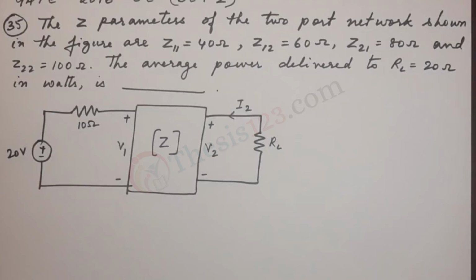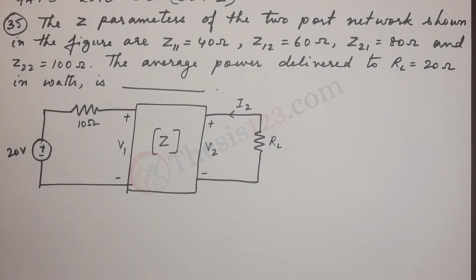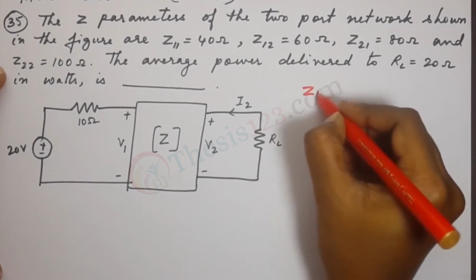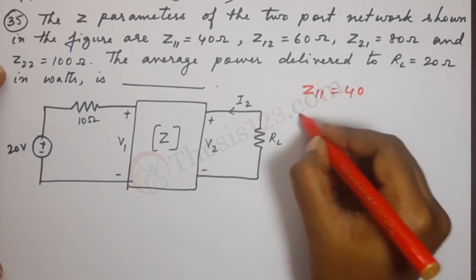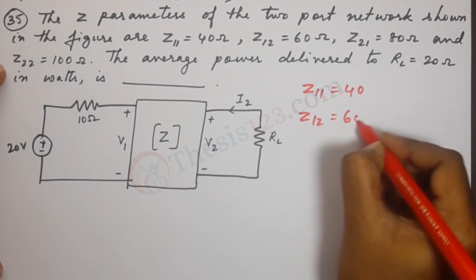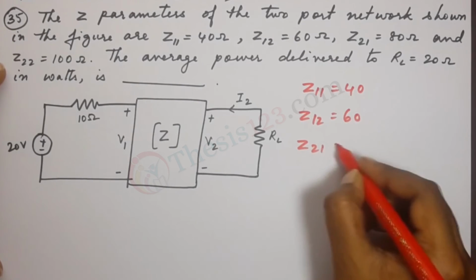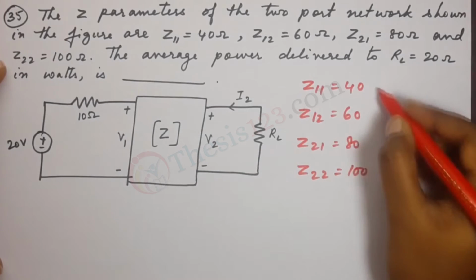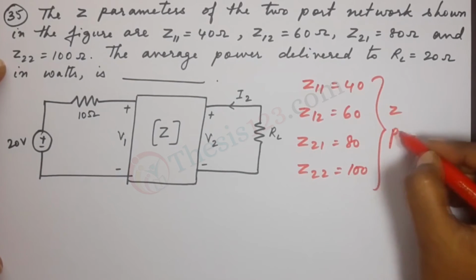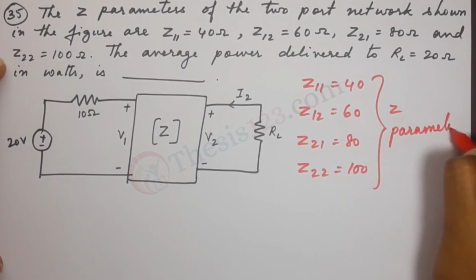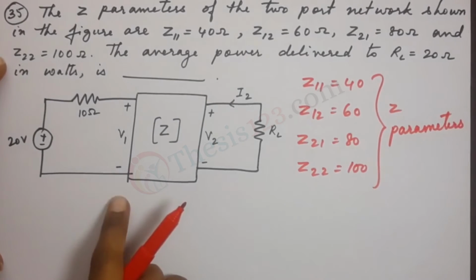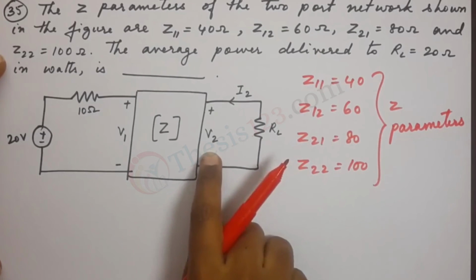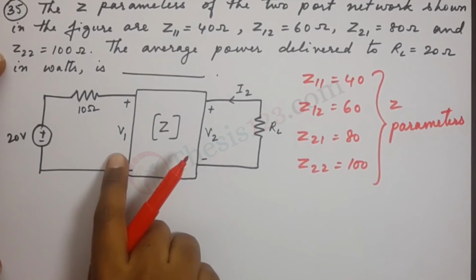Let's work it out. Alright, so to begin with, we'll write down what's been given to us. We have the Z parameters given. The value of Z11 is 40, Z12 is 60, Z21 is 80, Z22 is 100. So these are the Z parameters given. Now let's look at the figure here. We can write down equations for V2 and V1. That's what we must do.